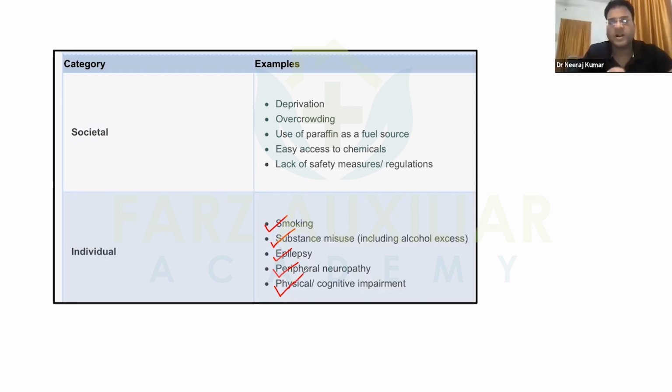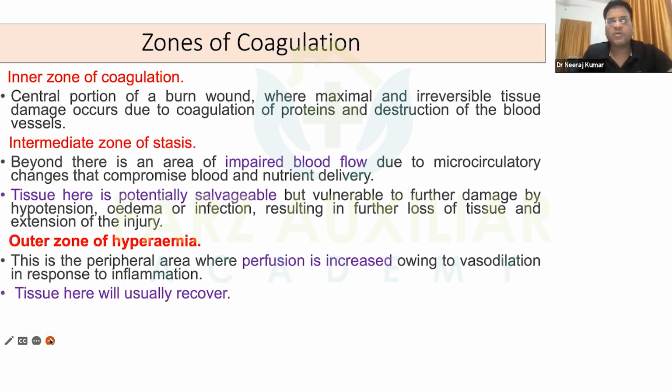So all these parts can lead to the situations for this burn at an individual level. Now coming to a very important question, very important from the EDIC point of view: how would you understand the zones of coagulation? Before that, you should understand what the inner zone of coagulation is, what the intermediate zone of stasis is, and what the outer zone of hyperemia is.